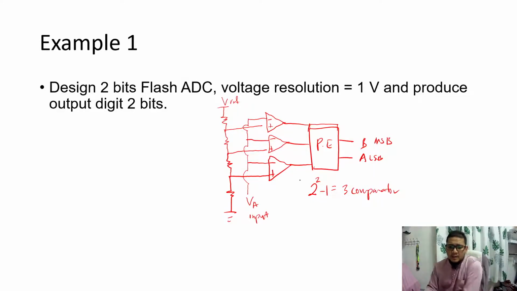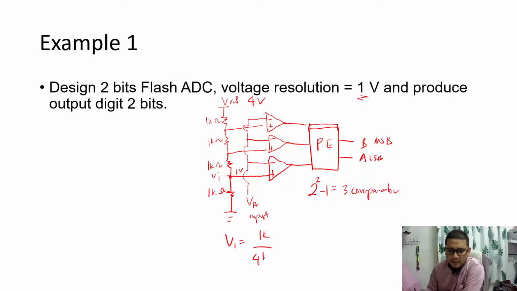To get our resolution of 1 volt, for simplicity we use 1 kilo ohm, 1 kilo ohm, 1 kilo ohm, 1 kilo ohm, and here is 4 volts. Why? To get V1 for example here, we can calculate V1 equal to 1K divided by 4K multiplied by 4, so we get 1 volt. So that is the voltage resolution.